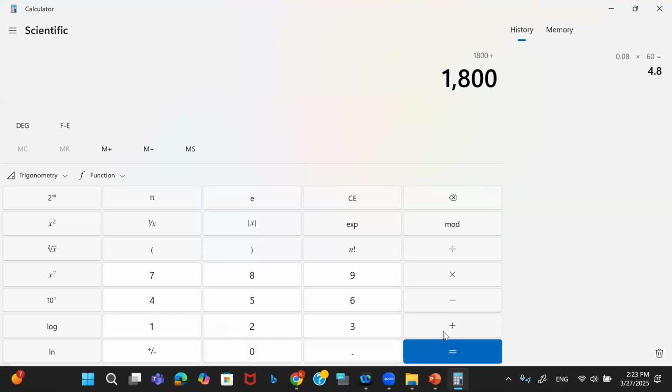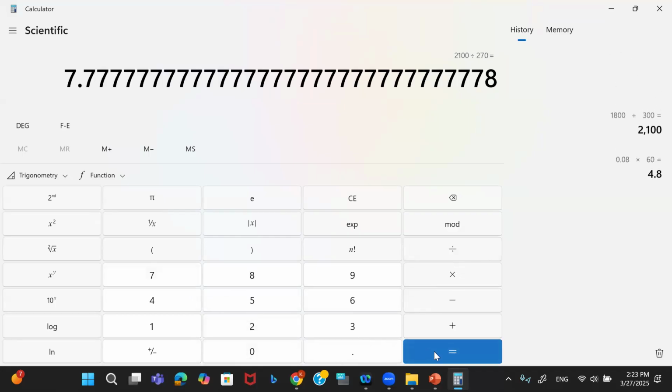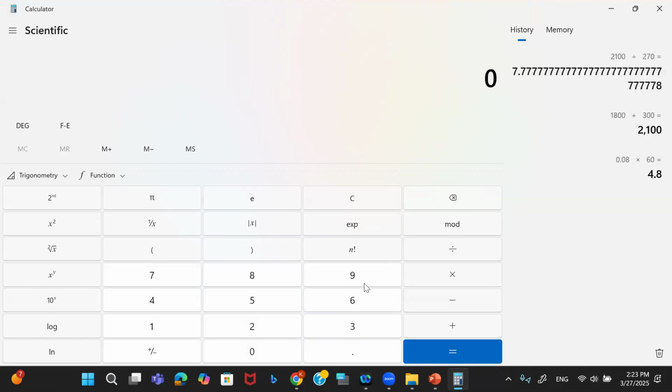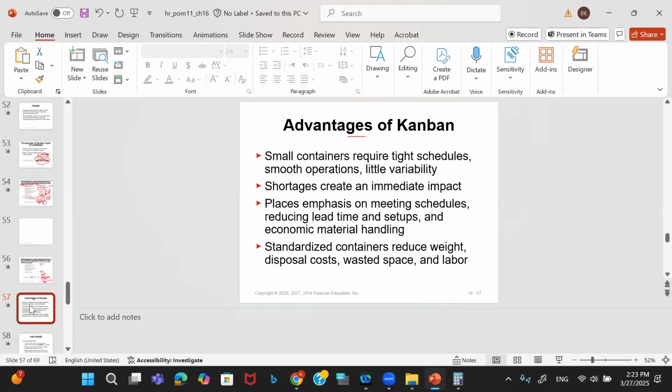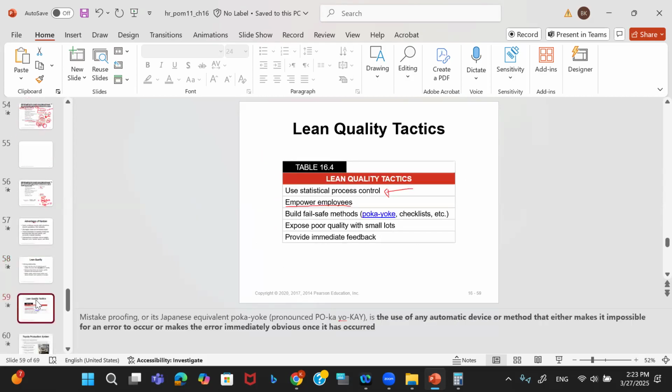So 1,800 plus 300, divided by 270, is 7.7. Okay, so we have 7.7. These are the advantages of Kanban. Of course, you save money and reduce waste. Small containers require less, smooth operation, less variability.